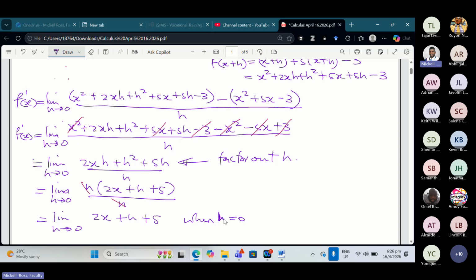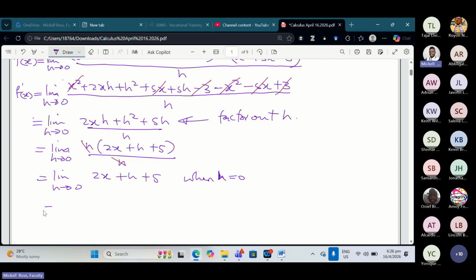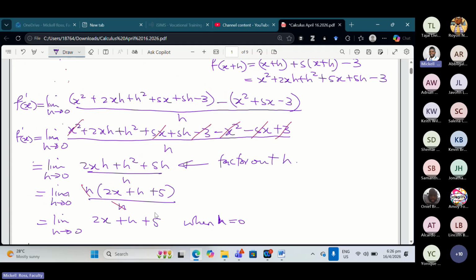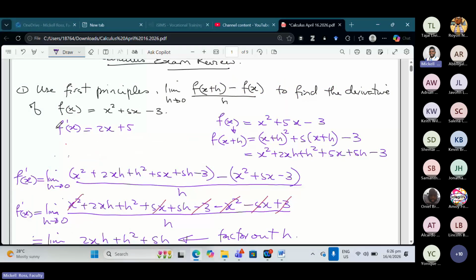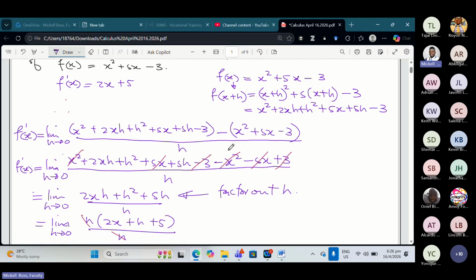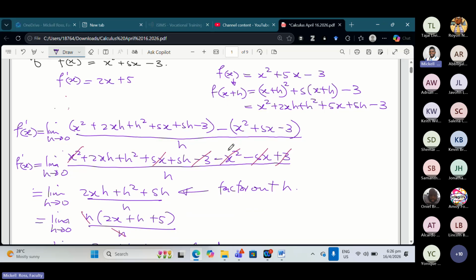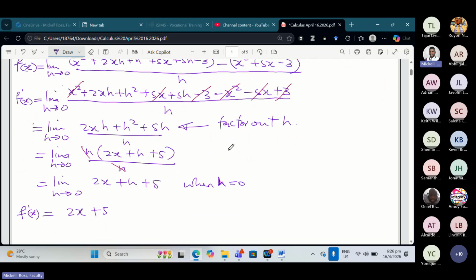All right, so when h is equal to 0, all that we're going to have left is 2x plus 5, which is what our f prime x is. So we needed to do all of this to end up with this answer that we did in one line, right? But it's just a matter of the method. The method is different, so you have to know how to use this method to solve these questions. All right, bear that in mind, please.